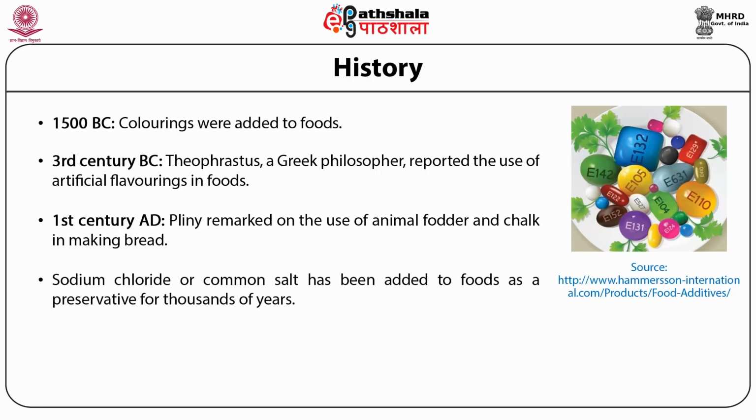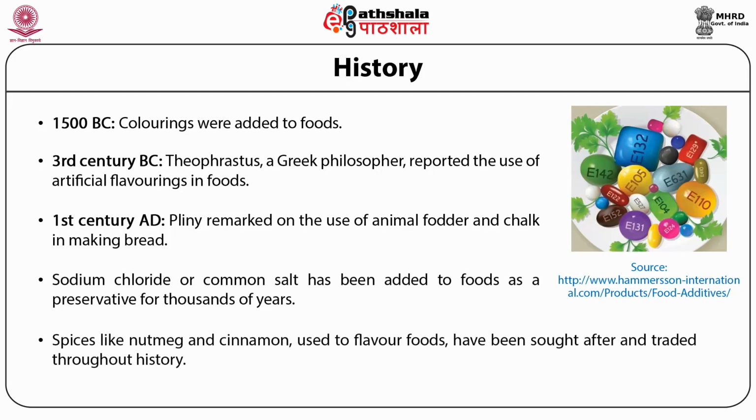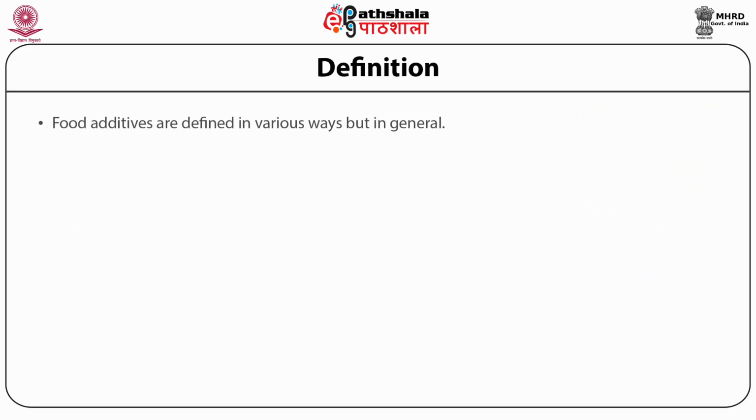Sodium chloride, or what we call common salt, has been added to foods as a preservative for thousands of years. And spices like nutmeg and cinnamon, used to flavor foods, have been sought after and traded throughout history. And there is a very interesting fact as well, that previously traders were kidnapped not for ransom money or gold, but for spices.